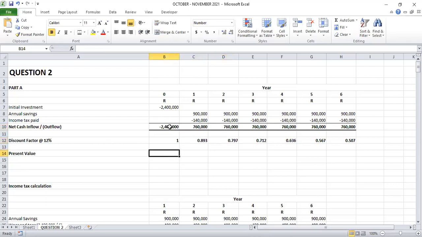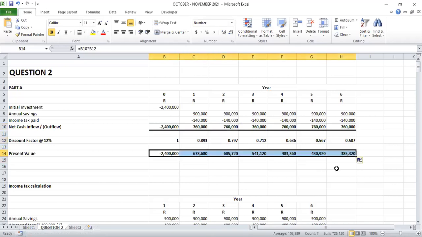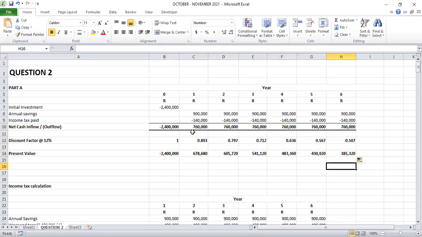So we would say the 2.4 multiplied by 1. Then for year 1, it will be the 760 multiplied by 0.893. For year 2, it will be the 760 multiplied by 0.797, on and on like that. So we're going to get the present value of each year. That means this 760,000 that we get after year 1 is equivalent to 678,680 today, based on the cost of capital.